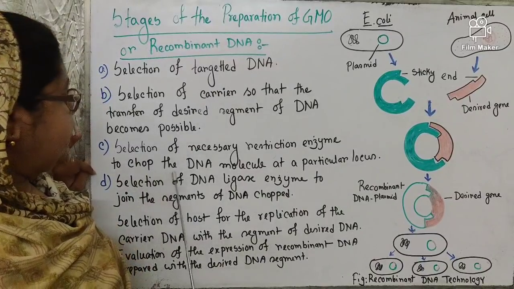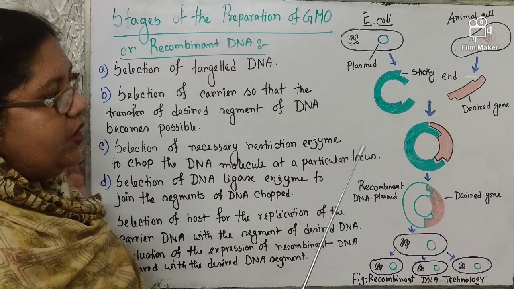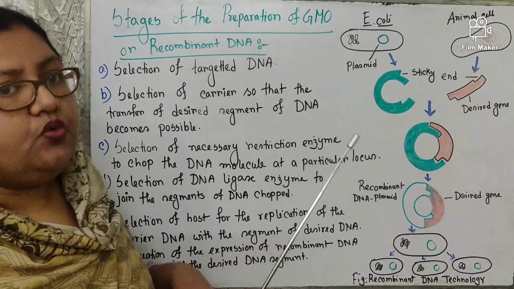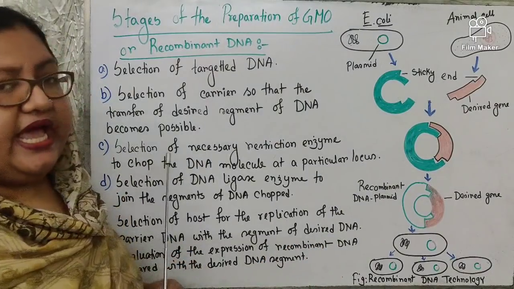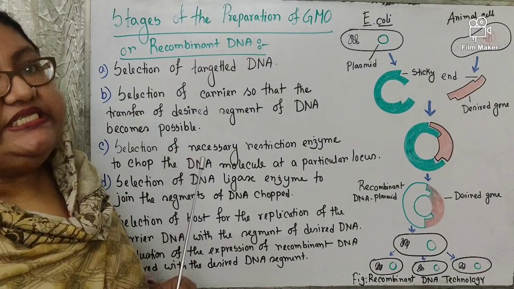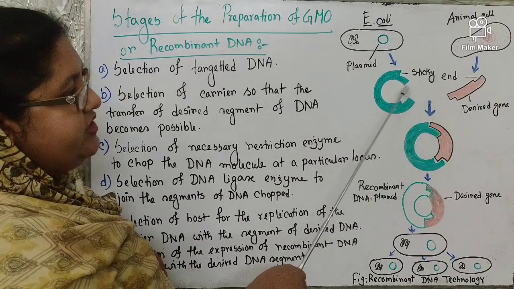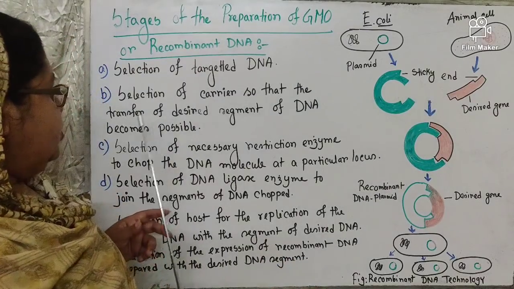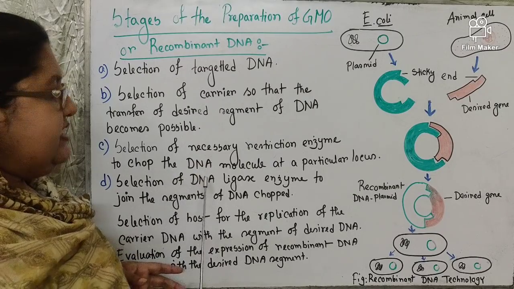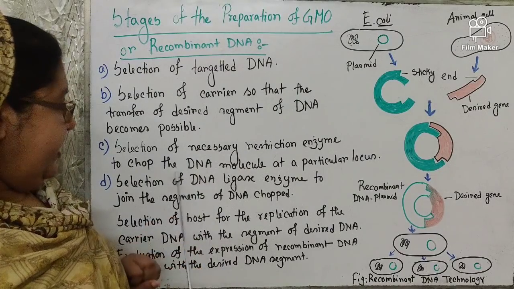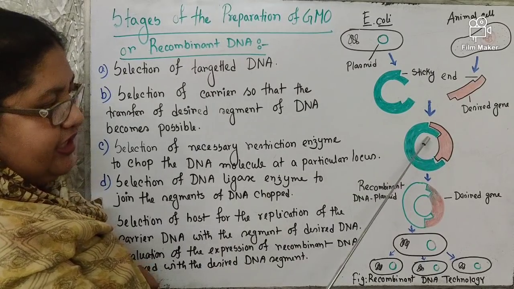Then selection of DNA ligase enzyme to join the segments of DNA chopped. Now, what is ligase enzyme, or how will we join these DNA segments? There is another special enzyme which is known as DNA ligase enzyme. That DNA ligase enzyme helps to join this chopped DNA molecule. So now we have to select a DNA ligase enzyme which will help to join the segments of DNA that were chopped.